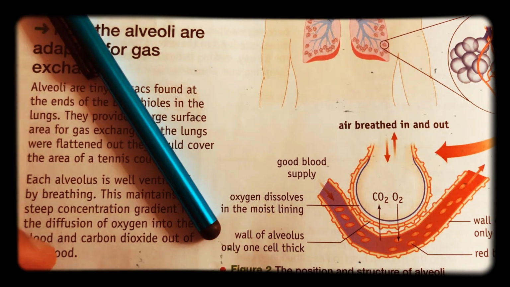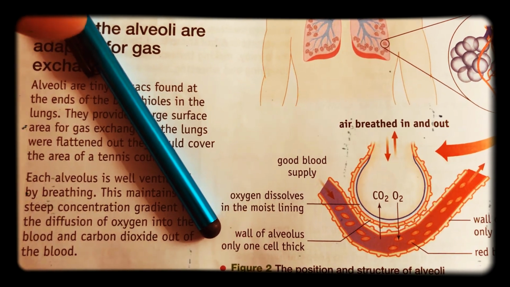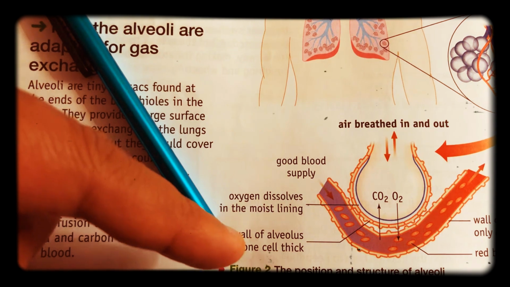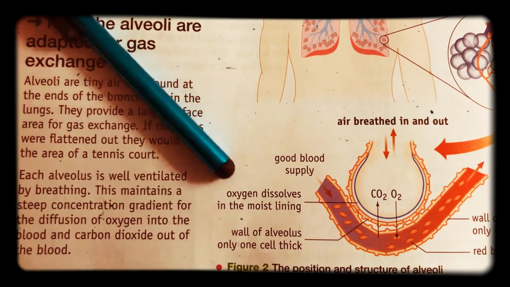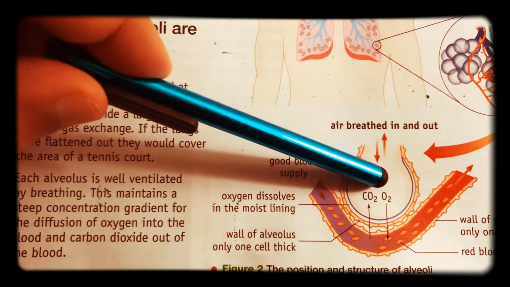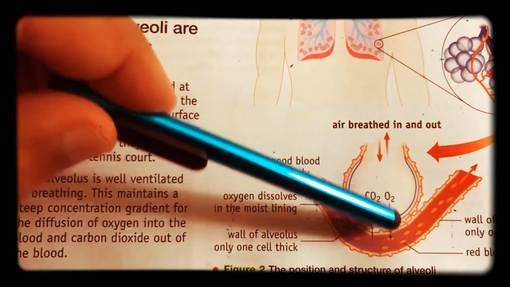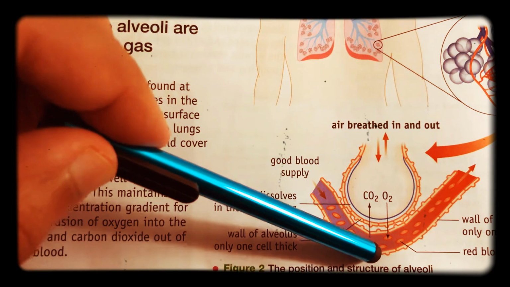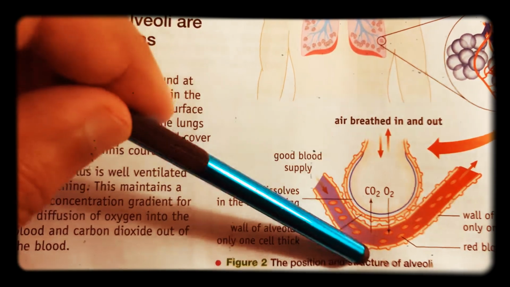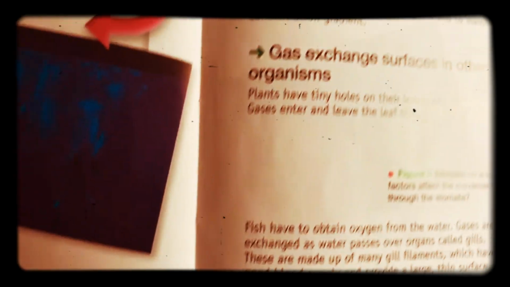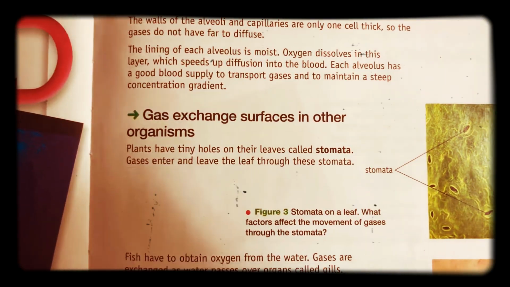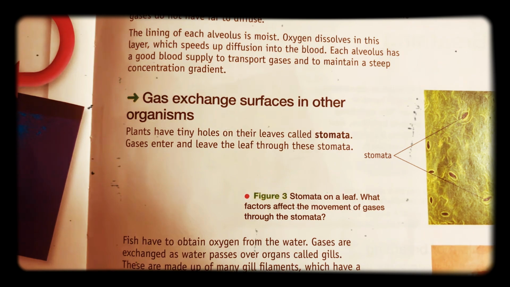So if the concentration of a gas is high, it will move down the concentration gradient. The gradient is the same as a slope. The oxygen moves down the concentration gradient into the capillary. The carbon dioxide moves down the concentration gradient from the capillary into the alveoli. Only one cell thick, so the gases don't have far to diffuse.